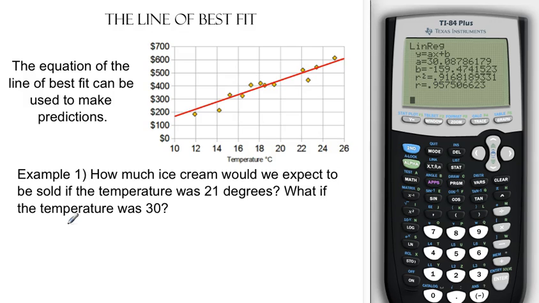So for example, how much ice cream would we expect to be sold if the temperature was 21 degrees? And then we do it again for what if the temperature was 30 degrees? So the first thing we need to do is write down our equation of the line of best fit. We can round this off to the thousandths place. It really doesn't matter if you round to the hundreds or the thousands, but we'll agree to round to the thousandths just so that we all get the exact same answer. 474.